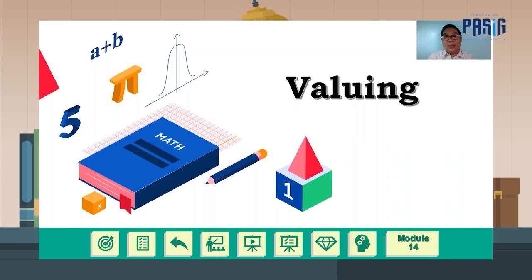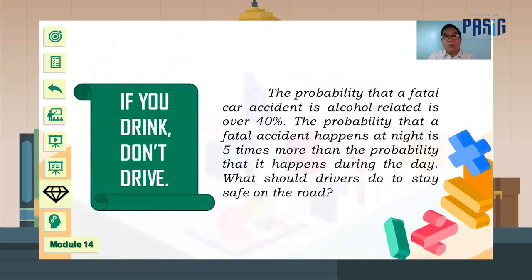So what's the value in our lesson for today? The probability that a fatal car accident is alcohol related is 40%. The probability that a fatal accident happens at night is 5 times more than the probability that it happens during the day. What should a driver do to stay safe on the road? For your answer, you may write in your journal notebook or on an intermediate paper, then submit it to your math teacher.